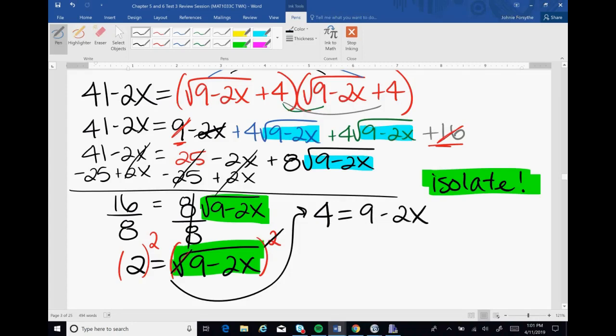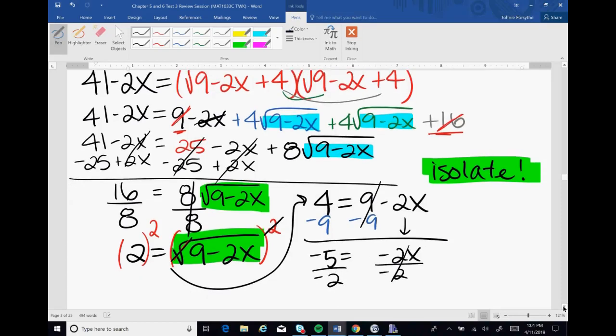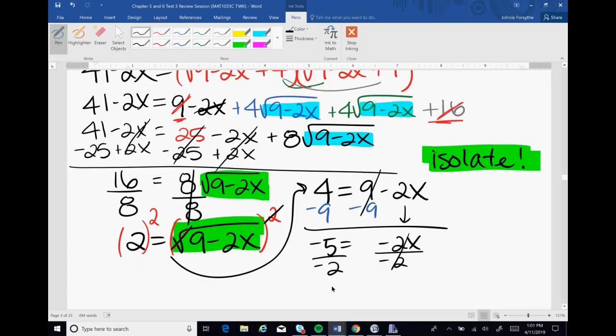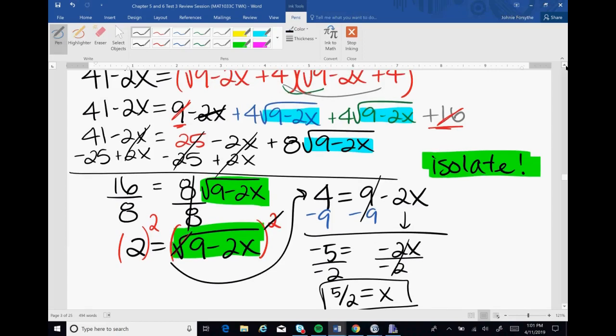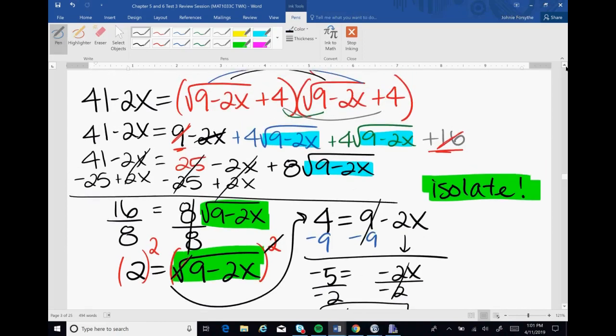And we're almost done. I want to solve for x. So to do that, I'm going to move this 9 to the other side. So 4 minus 9 is negative 5 equals, bring down that negative 2x, and then finally divide by negative 2 to solve for x. So negative 5 divided by negative 2 is positive 5 over 2, which equals x. And then that's my final answer. Now, you can always check your work to verify that you have the right answer. And let me show you how you can do that.